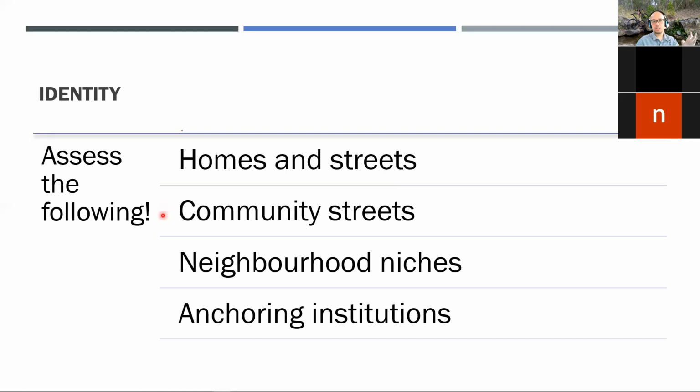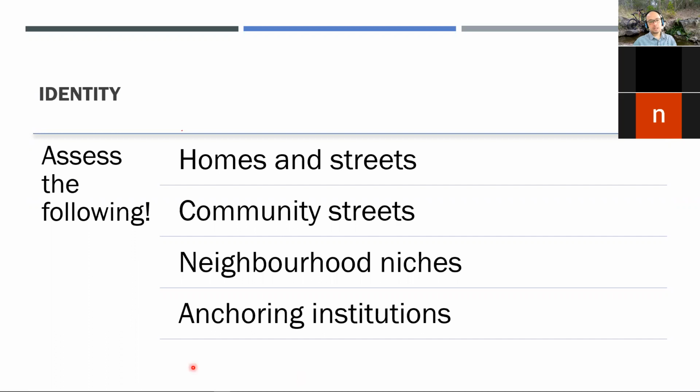Are there any community streets, and how are the community streets arranged and planned? Are there any neighborhood niches, maybe pockets of green open spaces that are pleasant to visit? And are there any anchoring institutions, such as significant structures there? Maybe an administrative building, a religious building perhaps, and so on.